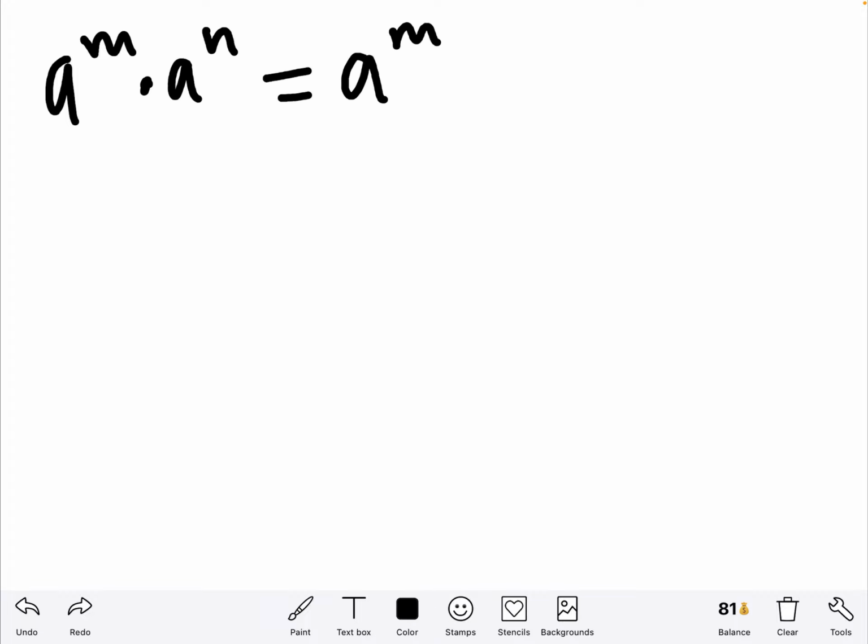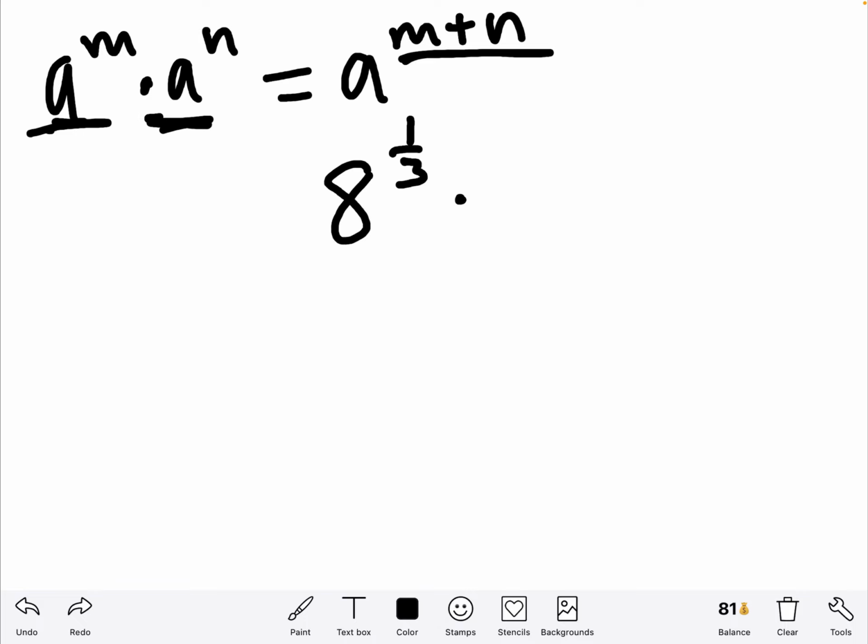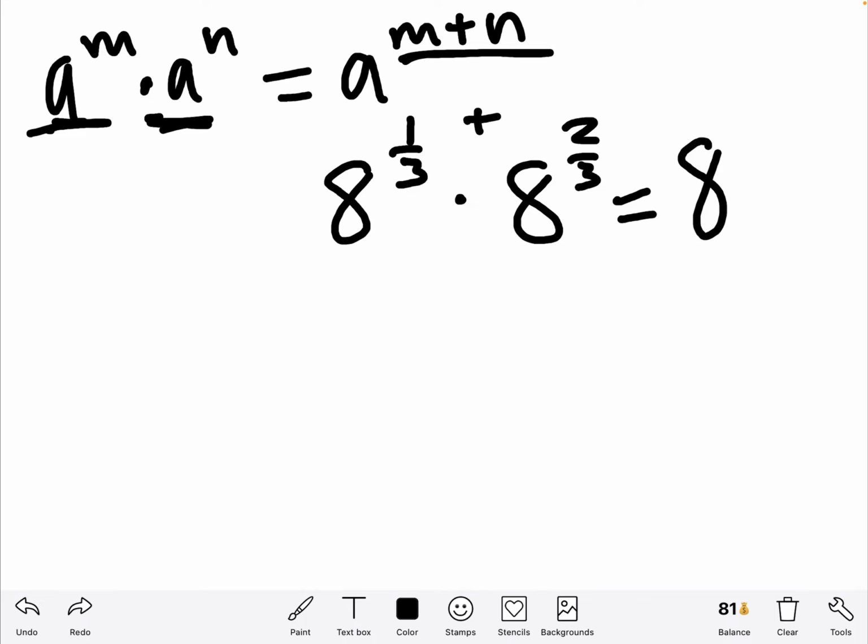Properties. Properties are fun. If you remember logs, sorry for the background noise right now, if you remember logs, it's kind of like that. So we have our addition property, which kind of looks like multiplication, right? What this is saying is that we have the same base, and when we're multiplying them together, we're just going to add the exponents. So this has 8^(1/3) times 8^(2/3) because fractions are cool. And we're just going to add these. So you're going to get 3 over 3, which is 8 to the 1. So our answer is just going to be 8. Correct, right? So there's that property.